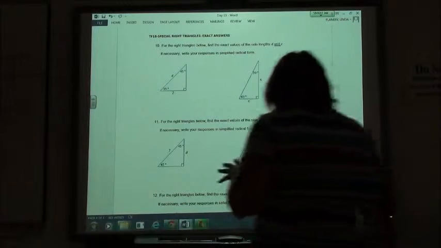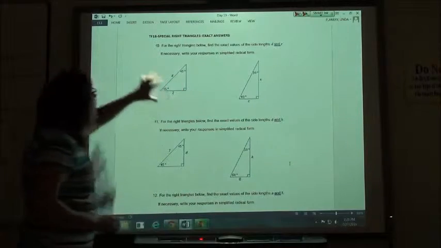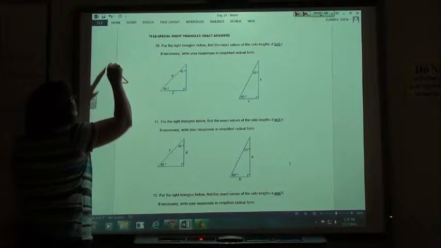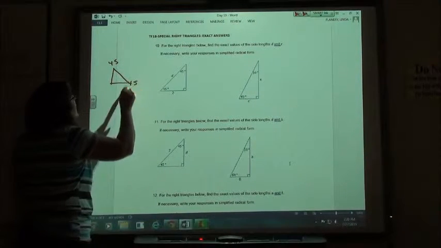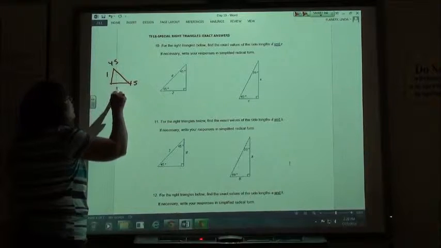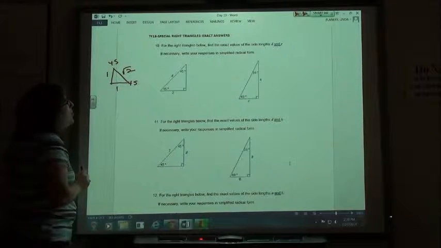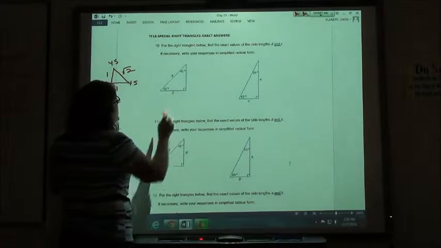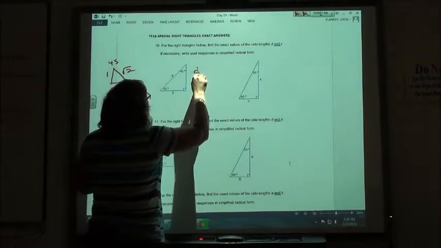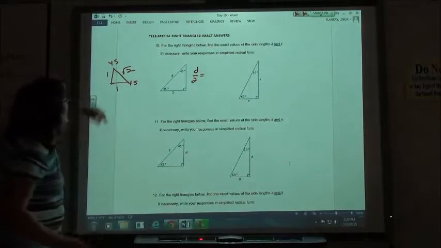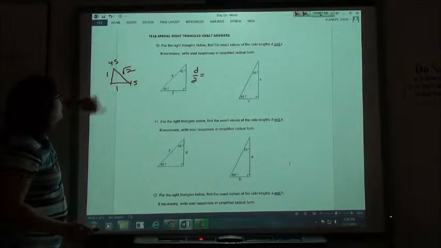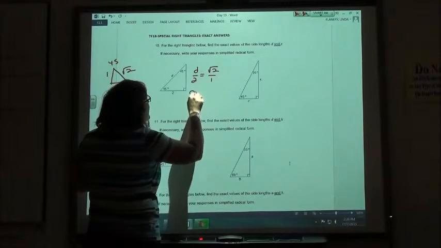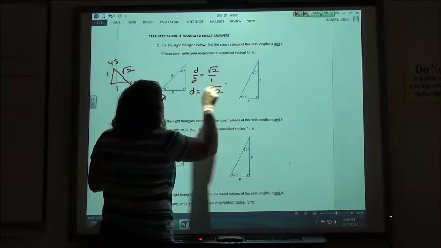10, 11, and 12, we're going to find the missing side based on what we know: when we have a 45, 45, 90 triangle, the sides opposite the 45s are 1, 1, and the side opposite the 90 is square root of 2. And so I'm thinking about the equivalent fraction. If I have d over 2, then I would have to have the hypotenuse over 1. So square root of 2 over 1. Cross multiplying, d is just going to equal 2 square root of 2 then.